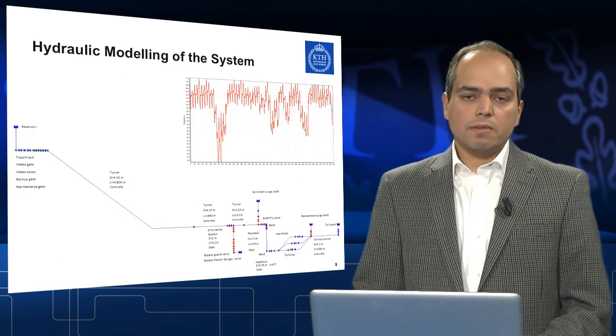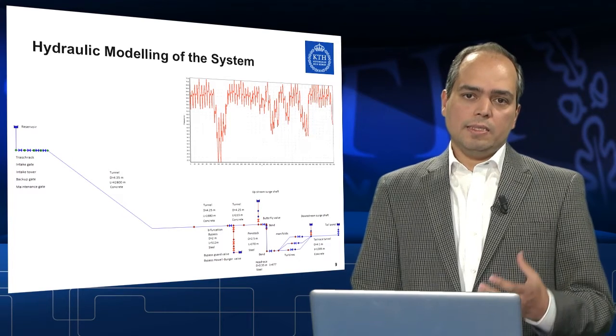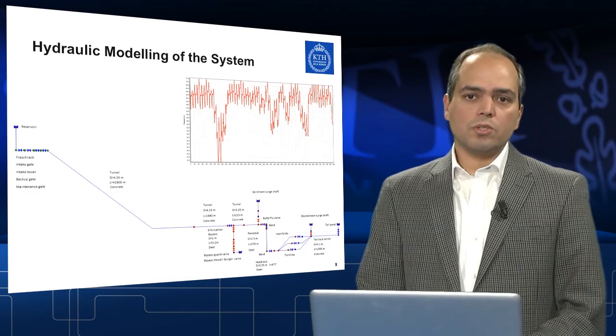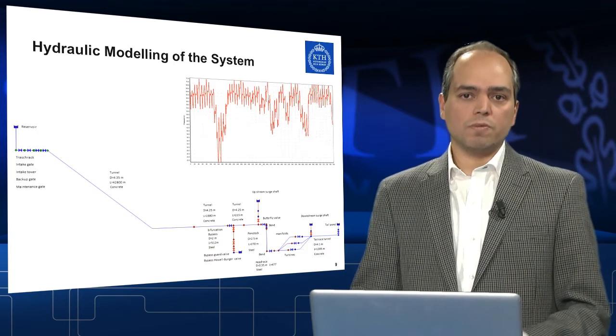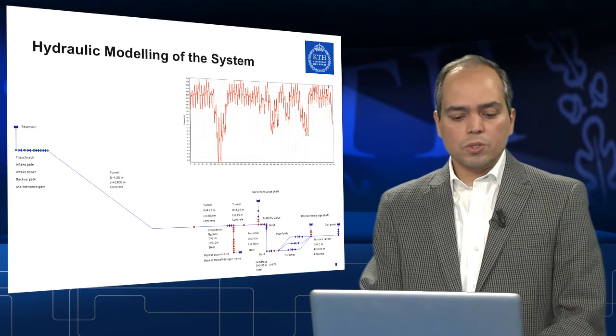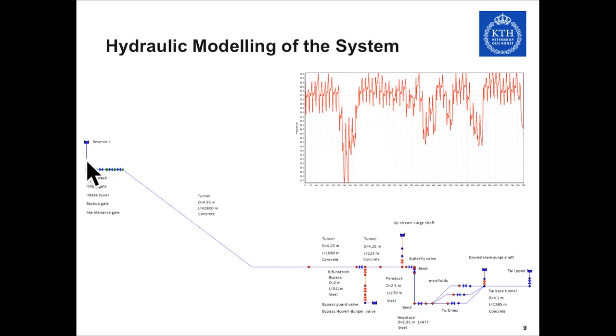In reality, the system is more complex, and as I mentioned before, the flow varies along the year, so we do not deal with just one flow and one calculation. Here is an example from a project. You can see a reservoir here, and then comes the trash rack, inlet gate, intake tower and backup gate, and each one introduces its own minor losses to the system.